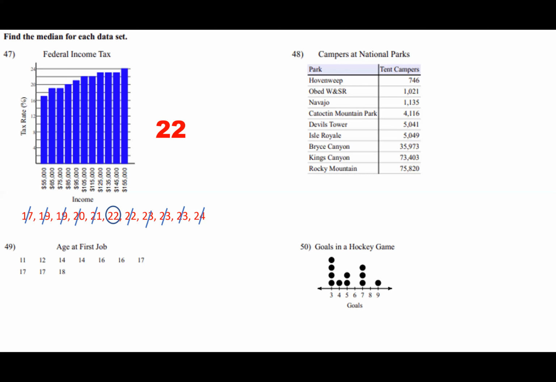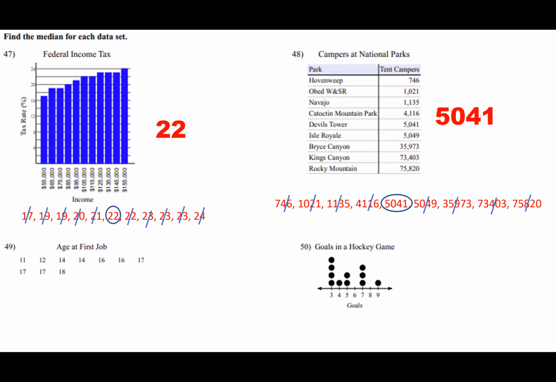All right, let's take a look at number 48. I'm gonna list my numbers from smallest to largest. I need to find a number in the middle. So I'm gonna cancel the smallest number and the largest number, and again, and again, and again. I'm left off with one number in the center. So that's a number in the middle. Median is a number in the middle. So my answer will be 5,041.